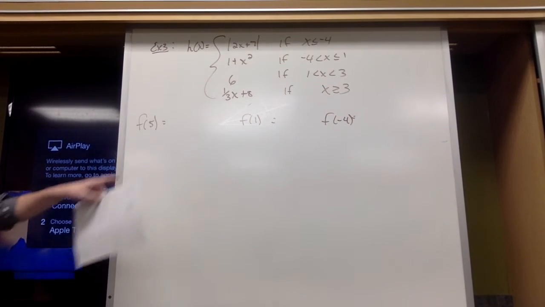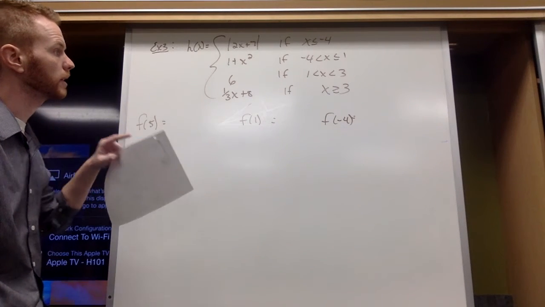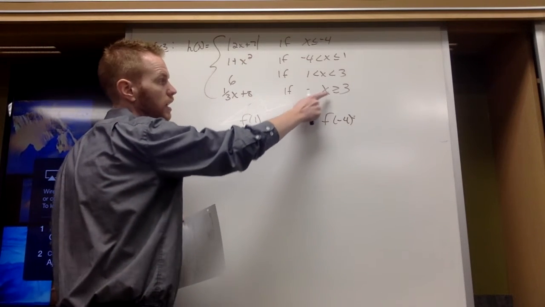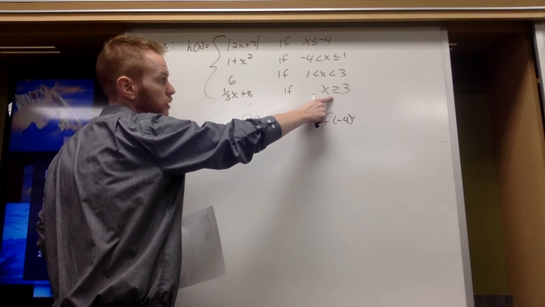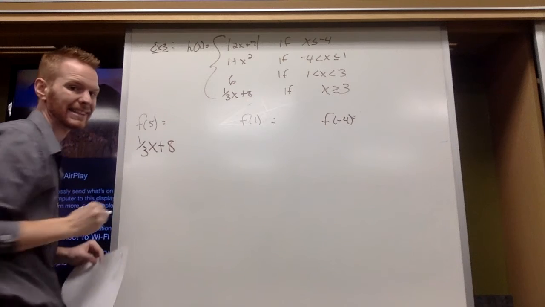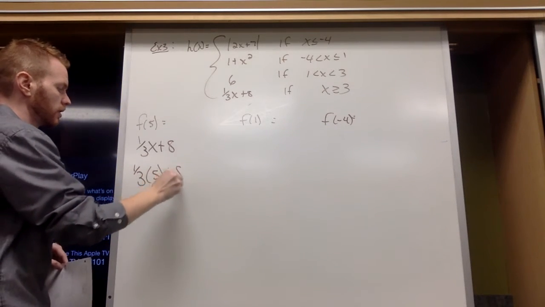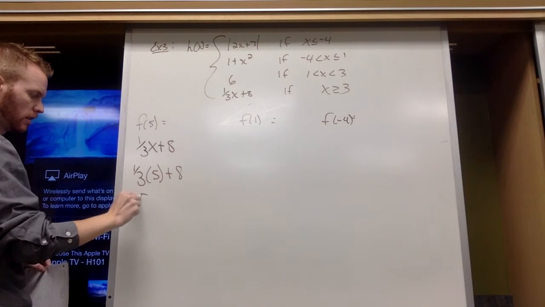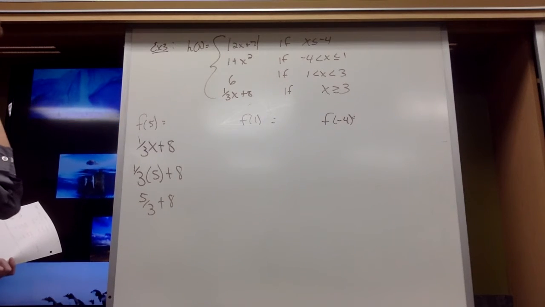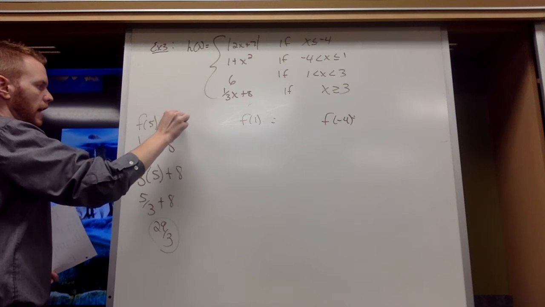All right, so first one, we got to find f of 5. So where am I going to plug 5 into? I think this bottom one, right? You see that? X's that are bigger than or equal to 3, use this one. So 1/3 x plus 8. So it's going to be 1/3 times 5 plus 8. So that becomes 5/3. Finish it. And then 29 over 3 when you add those two together.